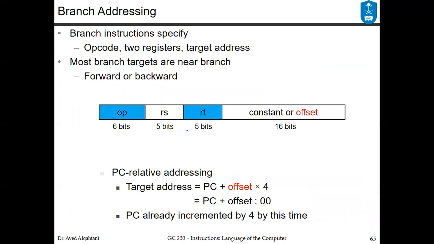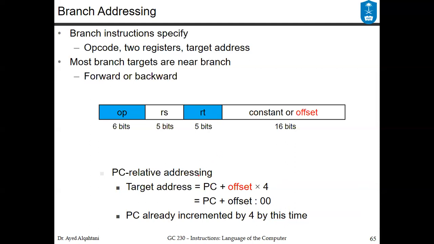Now we will talk about branch addressing and also the jump addressing. We talked about the branch and the jump before. What we care about now is what to write in the immediate value. So the branch instructions specify opcode, the registers to compare if they are equal or not equal, and a target address, or what we call the offset. Most branch targets are near the branch, meaning that you branch forward or you branch backward. In loops, usually you go backward. If you have an if statement, you branch forward.